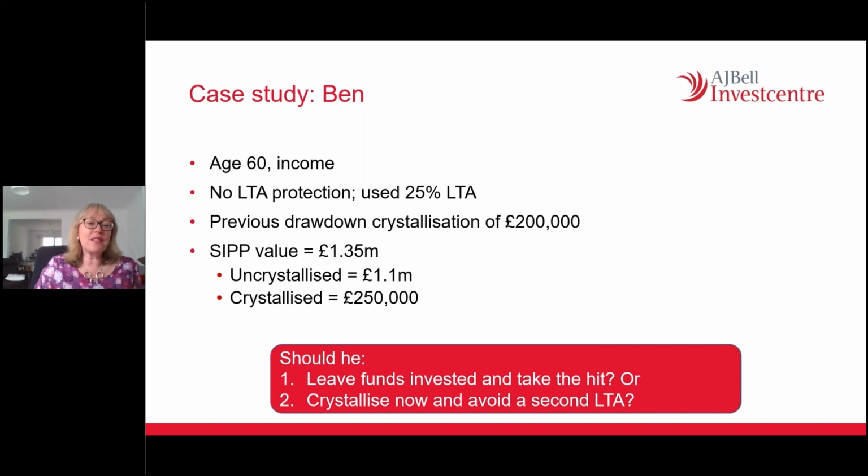Should he leave his funds invested and take the hit at age 75 and not do anything with them? Or should he crystallise everything now, pay his lifetime allowance charge, and then try and avoid a second lifetime allowance charge at age 75? So should he crystallise everything and then just take income out just to keep him under that particular level? Let's see how both of these play out.